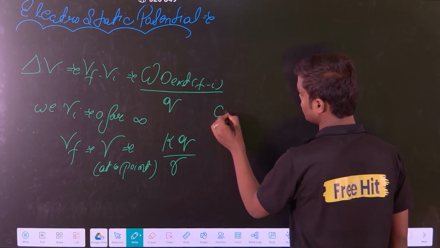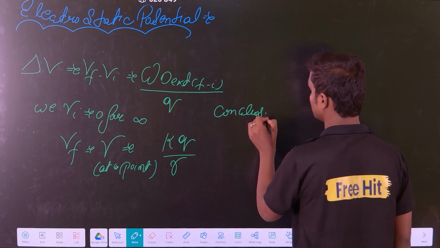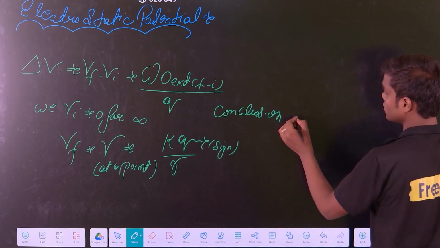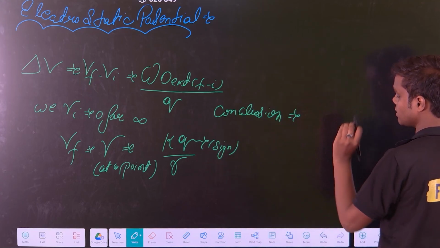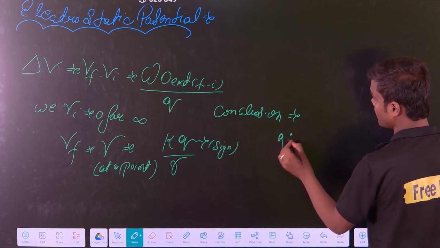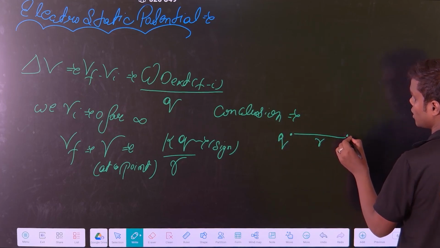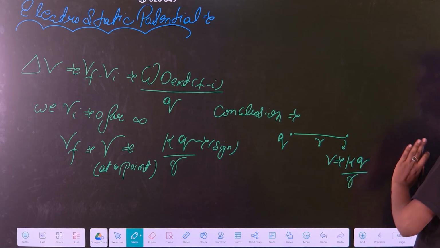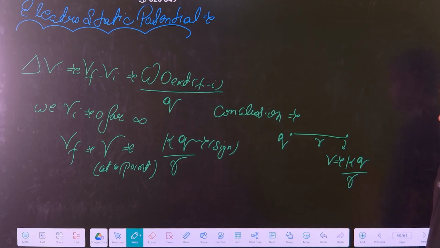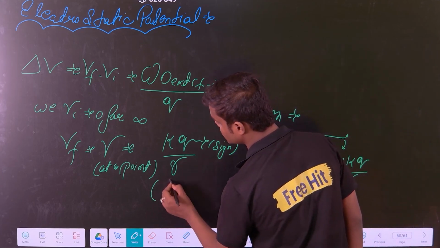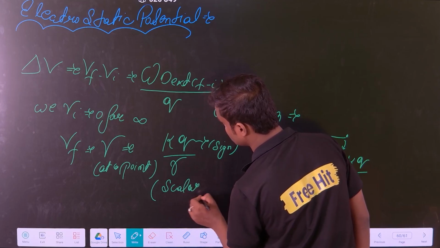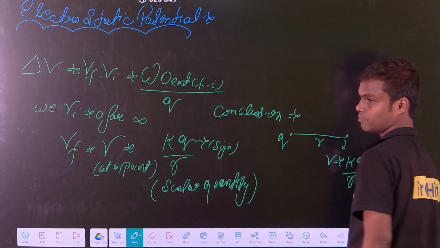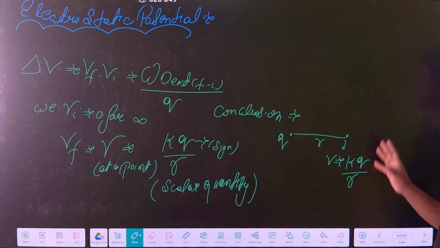What is the conclusion you have to understand? The conclusion is very simple. If there is a charge Q and the distance is R, then at this point the potential is V, which is given by KQ by R. That is the only conclusion we have. And what type of quantity is it? It is a scalar quantity. For positive charge, it is positive, and for negative charge, it is negative.